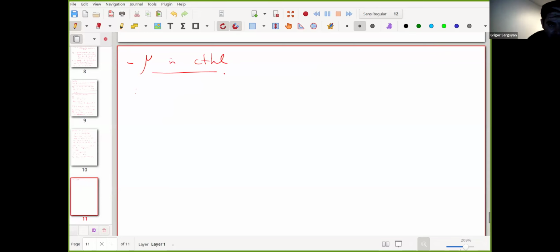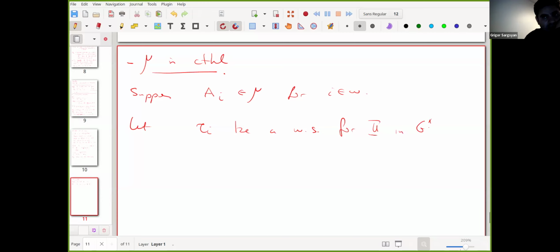Okay, so suppose A_i is in mu, for i in omega. Now here is the step that is strange. Let tau_i be a winning strategy for two in G star A_i. The thing that I cannot explain to you at the moment is there's a use of choice here, right? Remark: we need some form of choice.